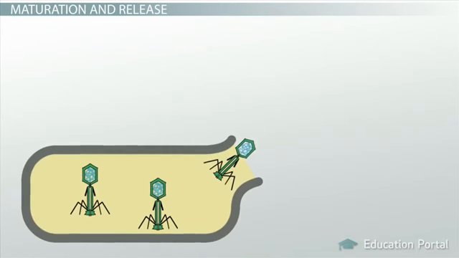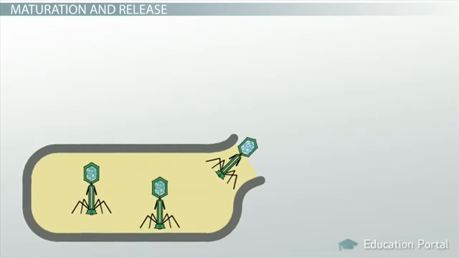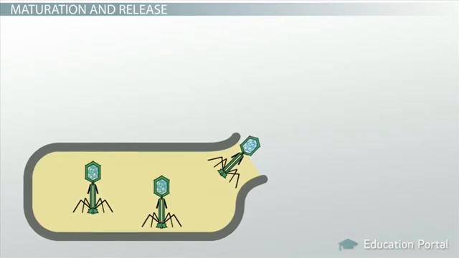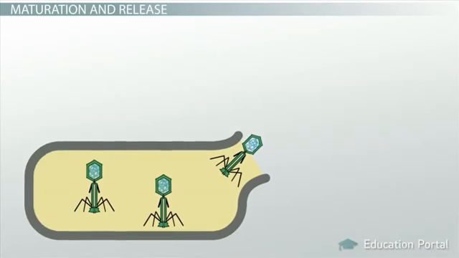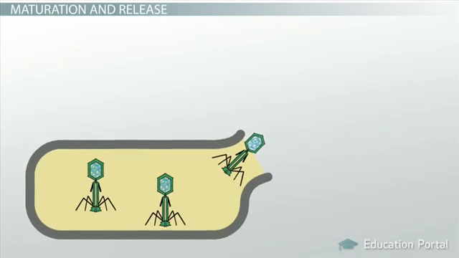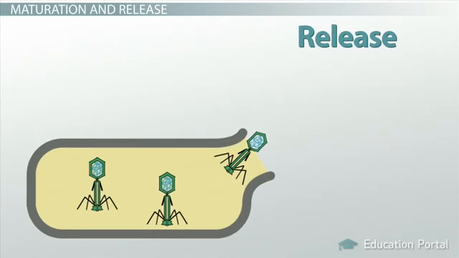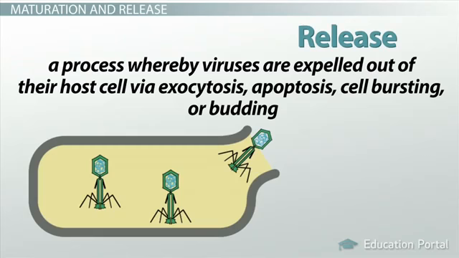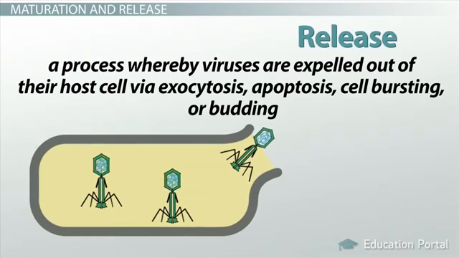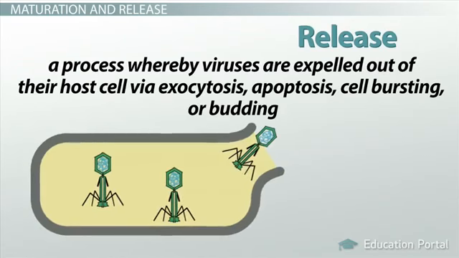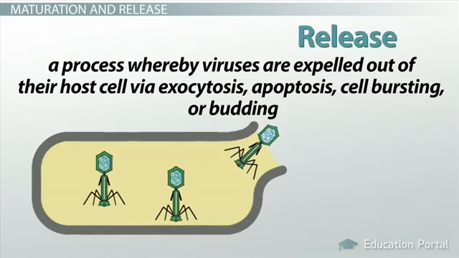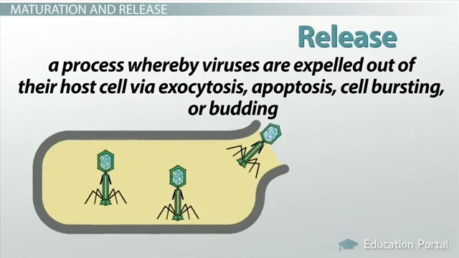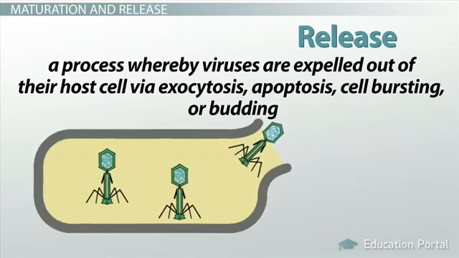Some of these little clones, the viruses, produced by the lytic cycle will undergo maturation before release, and others may undergo maturation after their release. Regardless, the release of viral progeny out of its host cell is a process whereby viruses are expelled out of their host cell via exocytosis, apoptosis, cell bursting, or budding.